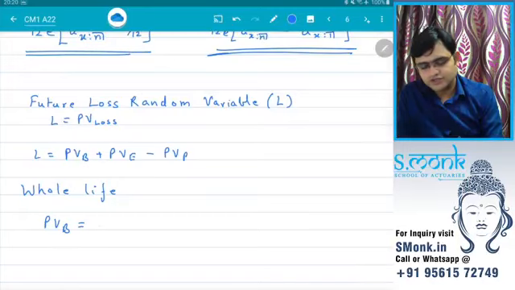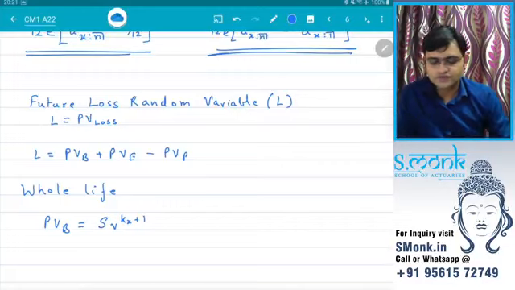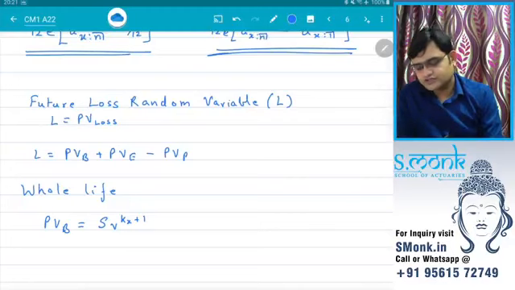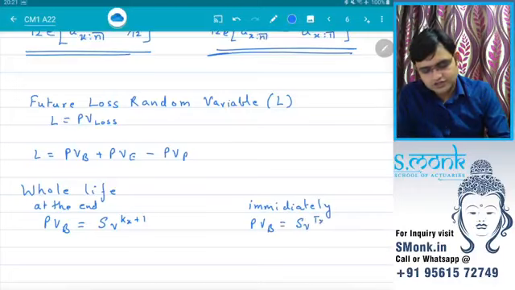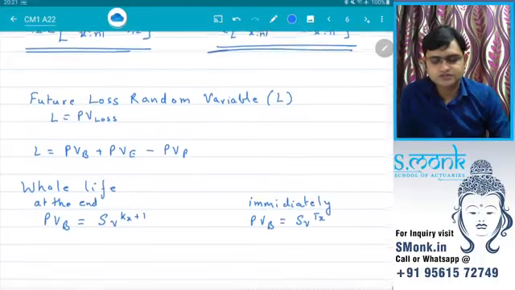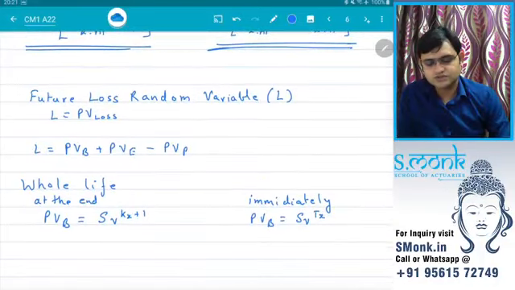The present value of benefit for a whole life would just be S v raised to K x plus 1. This is what we say, let's say this is payment at the end of the year. And for immediately, present value of benefit will just be S v raised to T x, payable immediately on death.